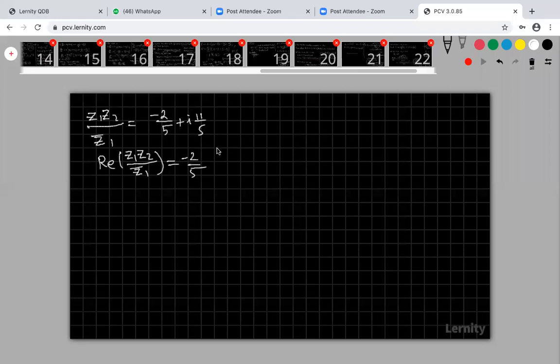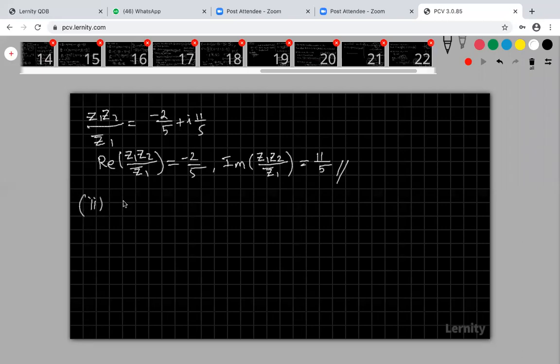Suppose the question is, they are not asking the real part. If they are asking the imaginary part of Z2 by Z1 bar, what is my imaginary part? This is nothing but 11 by 5. If they are asking the real part only, it is minus 2 by 5. If they are asking the imaginary part, that is 11 by 5.